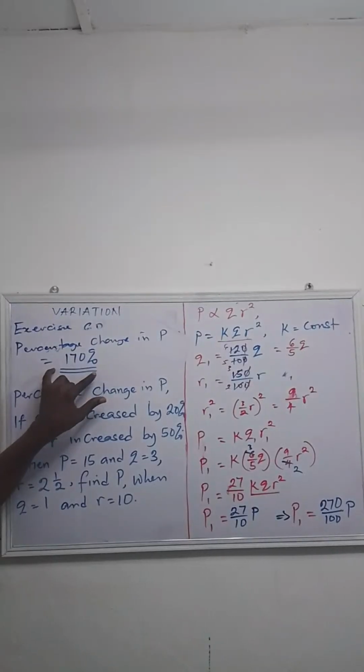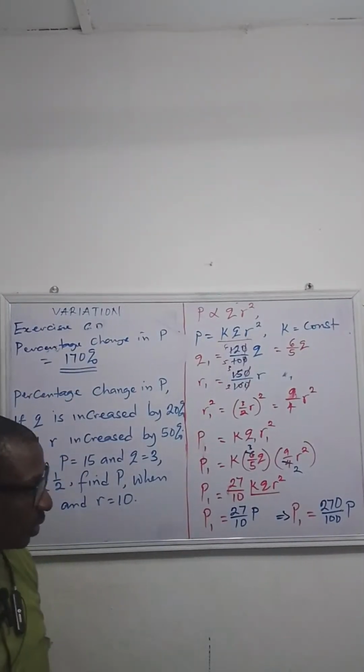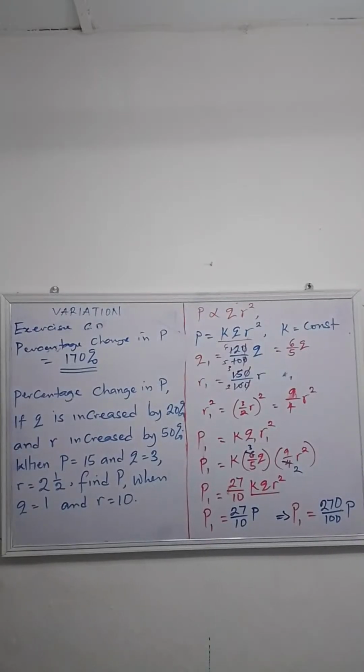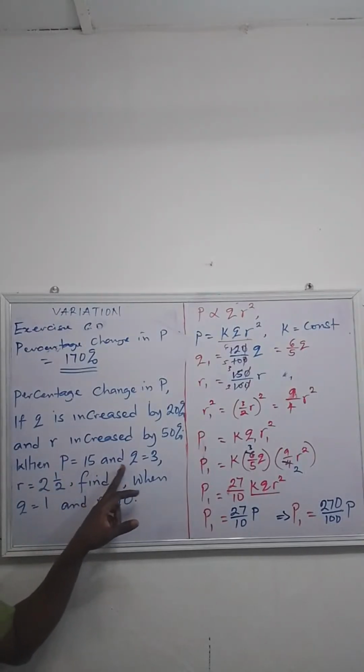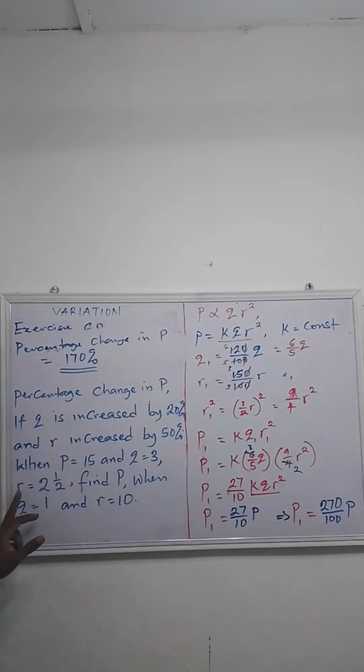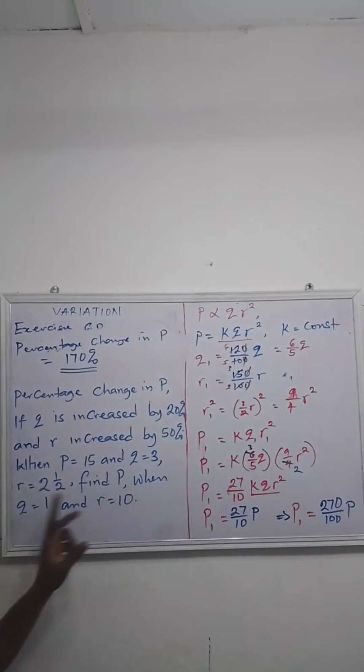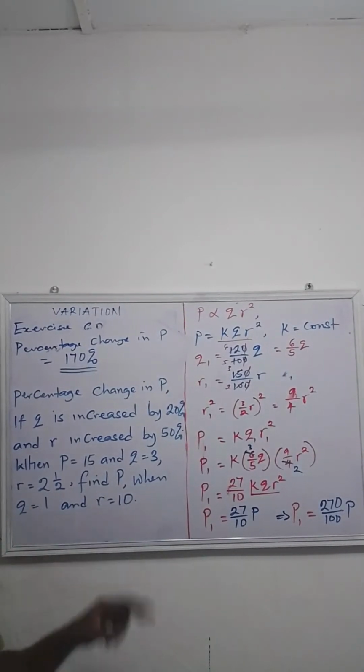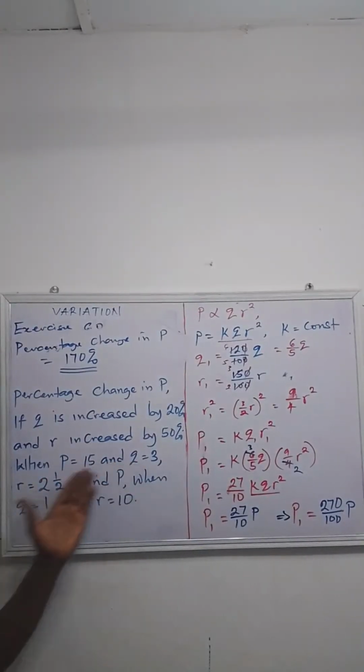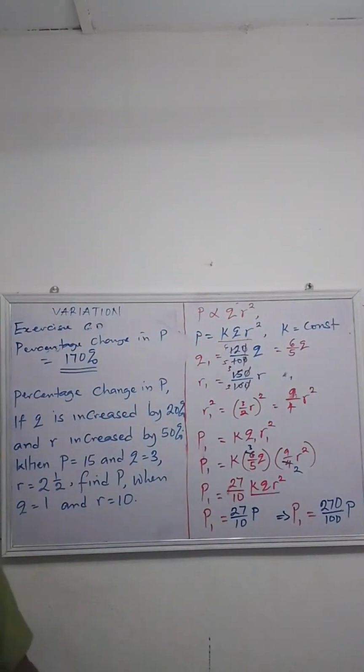All right. Okay, so that's a very interesting question. Now we can move on with the question. It goes further: when P is 15 and Q is 3 and R is 2.5, find P when Q is 1 and R is 10. So what we need to do here is plug these values into the connecting formula so that we get the proportionality constant. So let's do that.